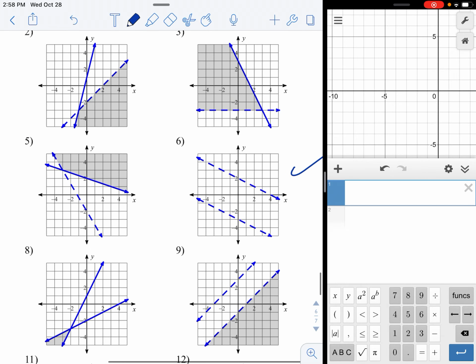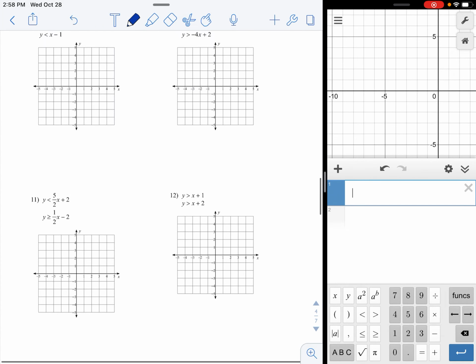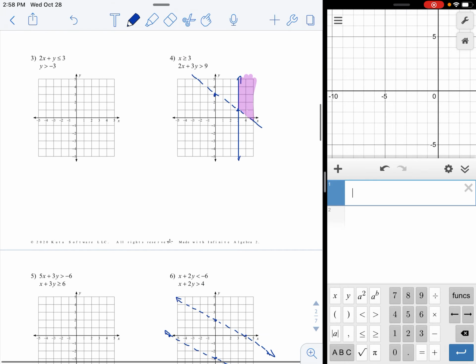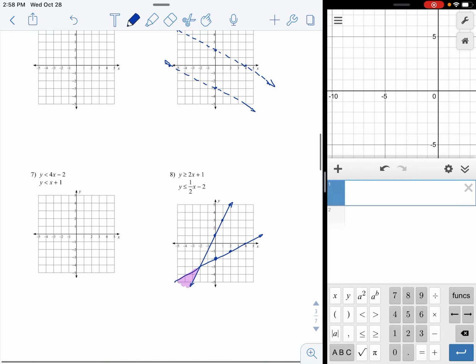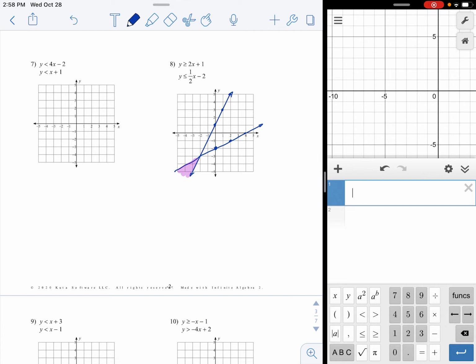So the old school way is really easy to do when it's in y equals mx plus b form. When it's in standard form, it's so much easier to do on Desmos. Of course, you can do number 8 on Desmos. I'm not saying you can't. I'll go ahead and do it.